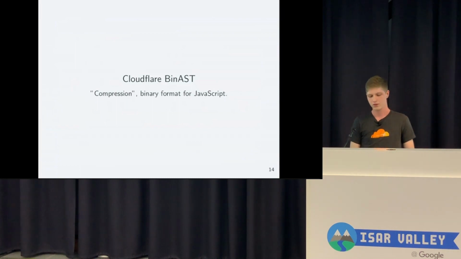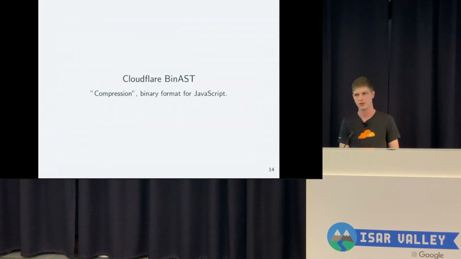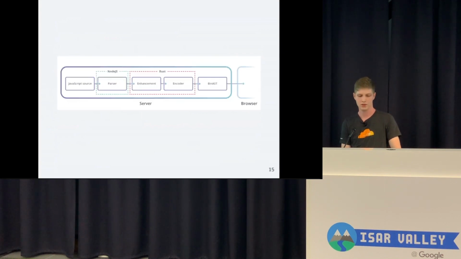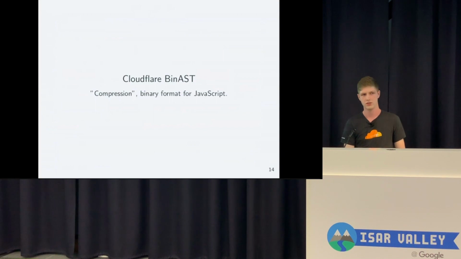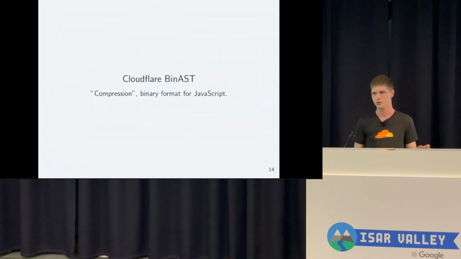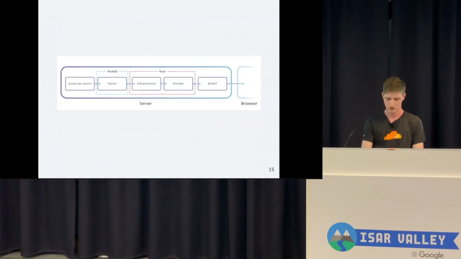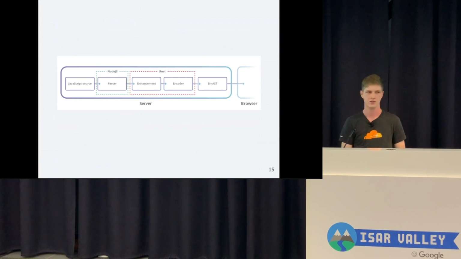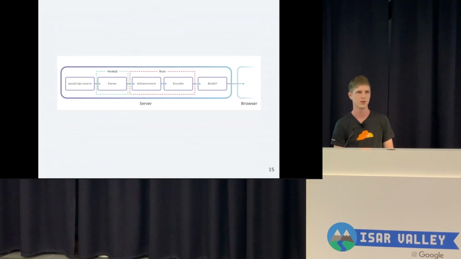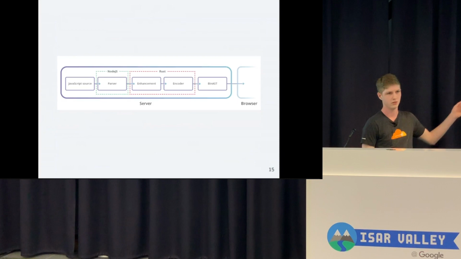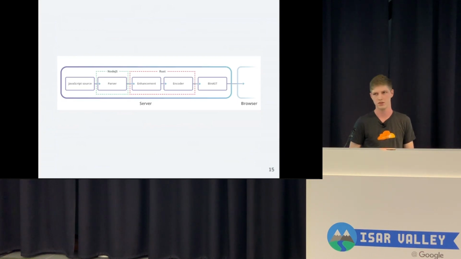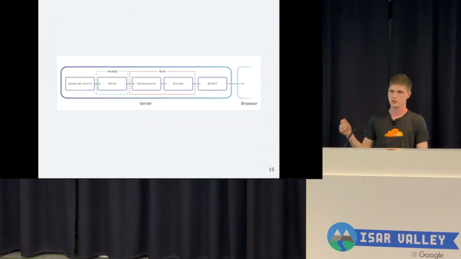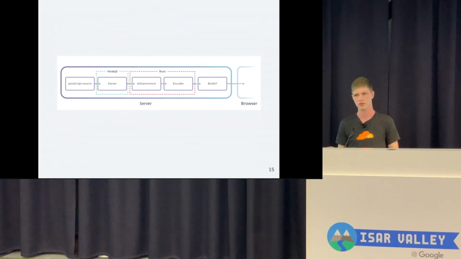And so one use case Cloudflare has for that is called binary AST. Binary AST is basically just a compression algorithm or a format for JavaScript. That's really another subject, but the thing is that it's really small. The beginning is that we have a JavaScript parser written in JavaScript, and then we have the whole logic of binary AST written in Rust.